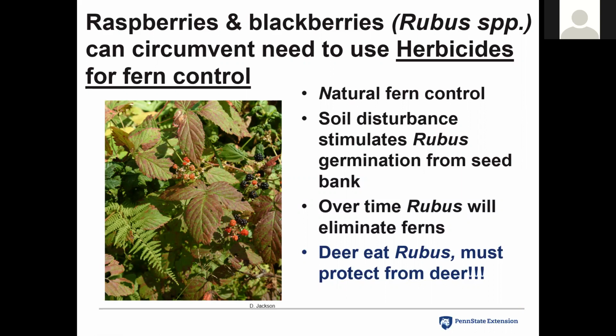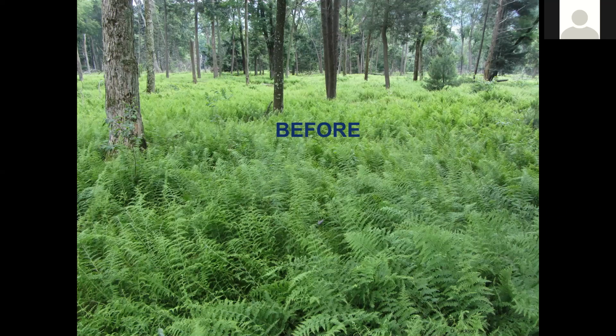The problem is that deer eat the Rubus, so you must protect the Rubus from deer. So if you can't get Rubus to grow, then you're just going to end up with the fern. So you really have to understand what's going on in that woods and know what the deer impact is. So I'll give you a few examples here of before and after shots.